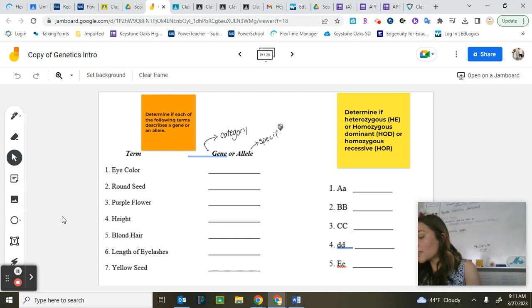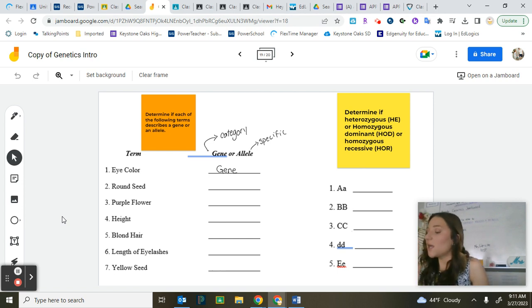So the first one I gave you was eye color. Everybody has an eye color. We just have different versions of the eye color. So an eye color is a gene because, again, it's not specific, it's broad, everybody has it. Different versions of an eye color, blue eyes, brown eyes, green eyes, those would be alleles. Alleles are different versions of a gene.